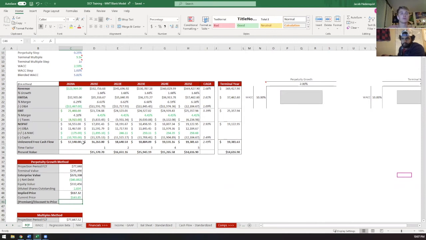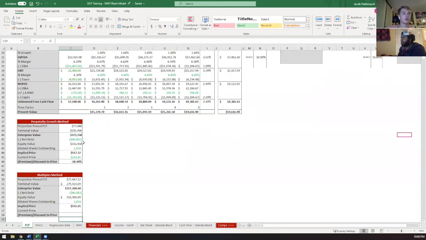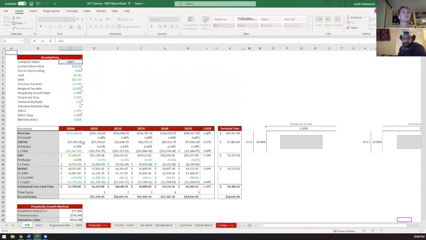Obviously, it would be a premium because we're implying that the share price should be a lot lower than it is now. We're going to do open paren our implied price minus our current share price divided by our current share price. And obviously, it's negative because it's a premium. Here, we're going to do the same thing. Take our current share price from up here.